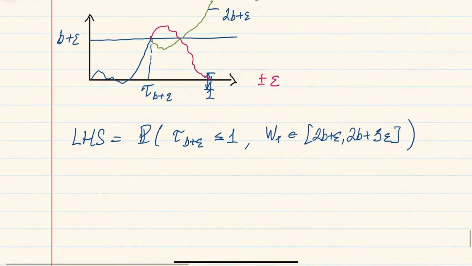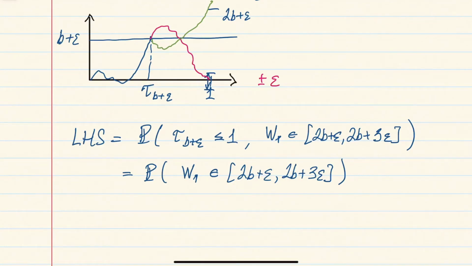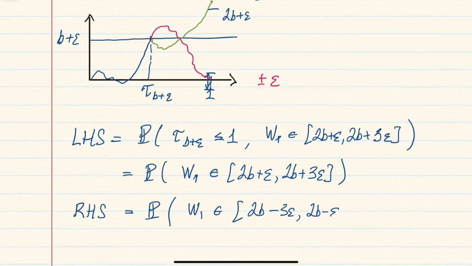And as before, now we can erase this first event here, because knowing that our Brownian bridge ends up in the interval 2b plus epsilon, 2b plus 3 epsilon at time 1, by continuity it has to cross the level b plus epsilon before 1. And similarly, for the probability on the right hand side, you only replace b plus epsilon by b minus epsilon, so the same consideration will give you that this is the same as the probability that at time 1 you end up between 2b minus 3 epsilon and 2b minus epsilon.